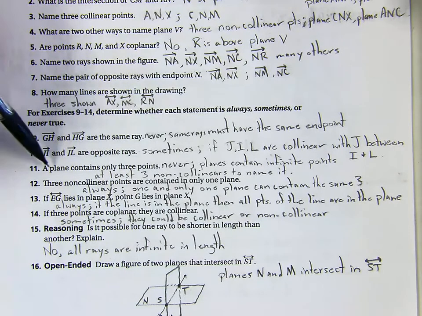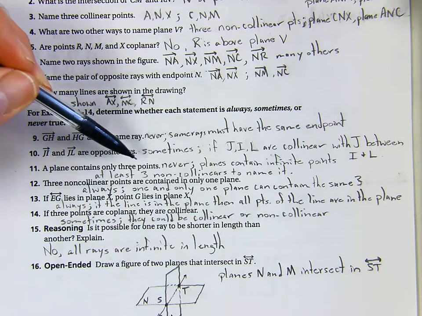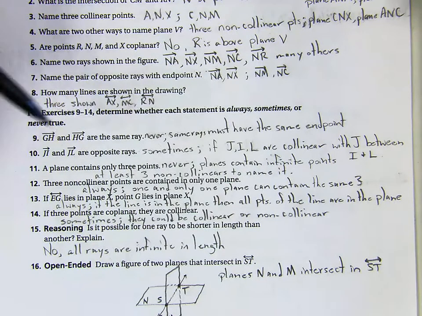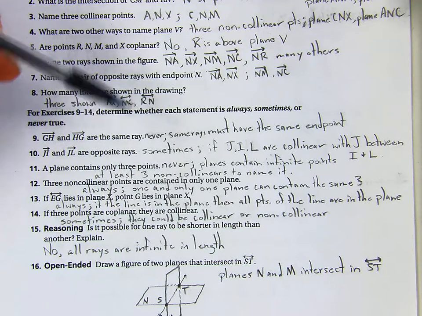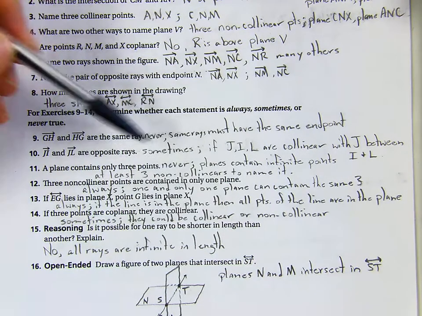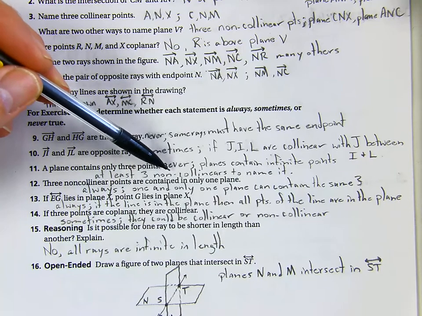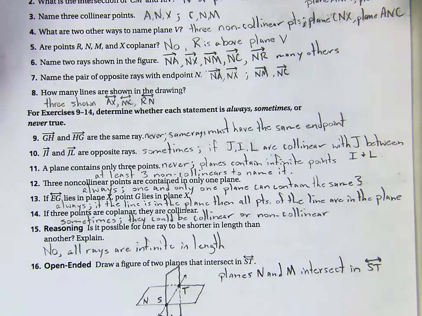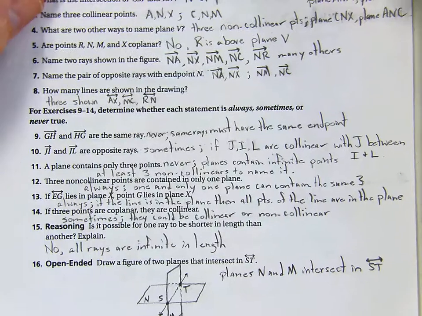Next, number 11, a plane contains only 3 points. Never. Planes can't contain only a finite number of points. They have to have at least 3 non-collinear points, and if you have 3 non-collinear points, you have exactly one plane, but a plane is going to have an infinite number of points on it.